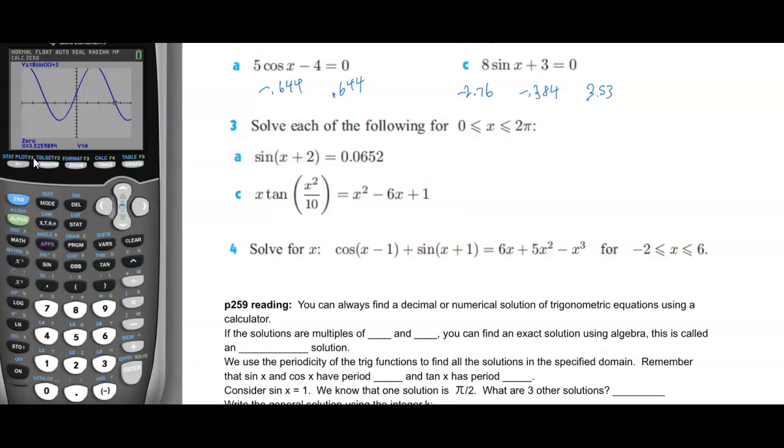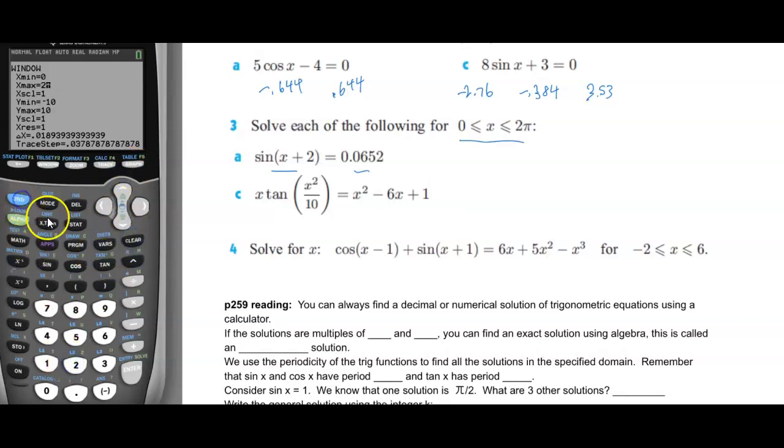Now, let's see, we're going to solve now for the domain 0 to 2 pi. So remember, 2 pi is 3.14 times 2. So I'm going to put the left side is this, and my right side is this, and then I'm going to set my window to 0 to 2 pi. Let's do the window first. So for the x min, I'll put 0. For the x max, I'm going to put 6.28, which is 2 pi. I can actually type out 2 pi if I want to. I'm going to do that.